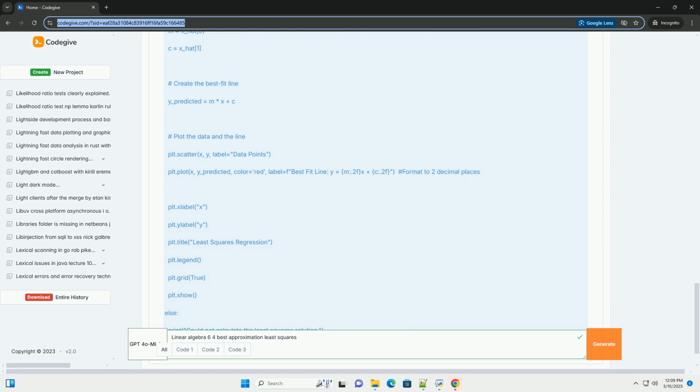Overdetermined system: a system Ax equals b is overdetermined if it has more equations than unknowns, more rows than columns in the matrix A. Think of trying to fit a line to many data points. There might not be a perfect line that goes through every point. In other words, b might not be in the column space of A.